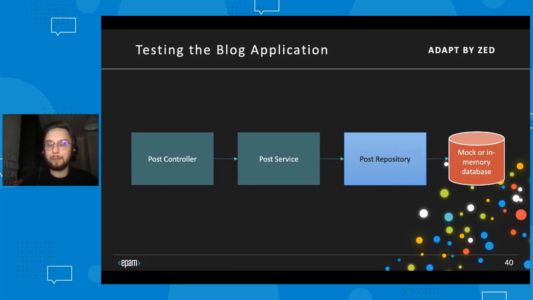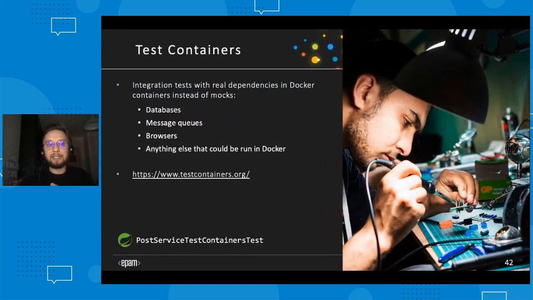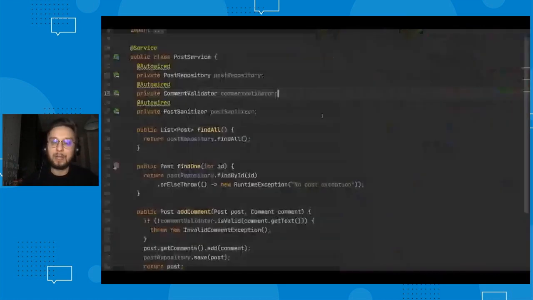So mock or in-memory database is not always enough. However, we have Docker. Docker is an amazing feature and amazing tooling that allows you to run everything you'd like in the Docker container. If you'd like to have a database or message queue or even a browser or even anything else that you can run in Docker, you could use it in your tests. Of course, I will show how to use it together with the Spring framework.